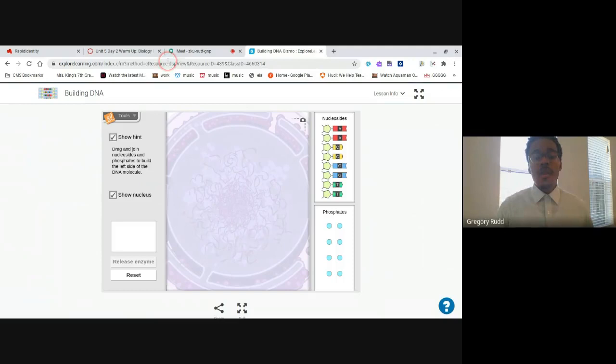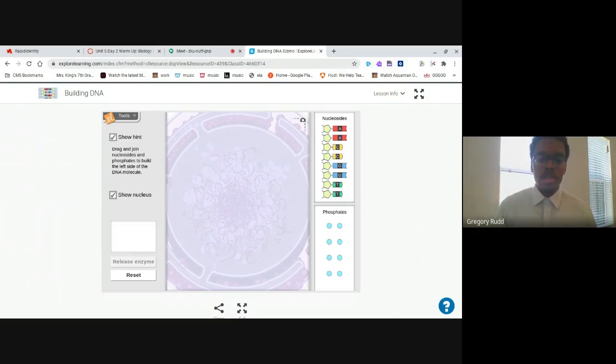So when you get in right now, there's only one option for the activity. Today's activity is called Building DNA. We won't have time, because today is a shortened lesson, to actually do it during class. But the directions can be found in two places. So number one, you see on the left side, it says drag and join nucleosides and phosphates to build the left side of the DNA molecule.